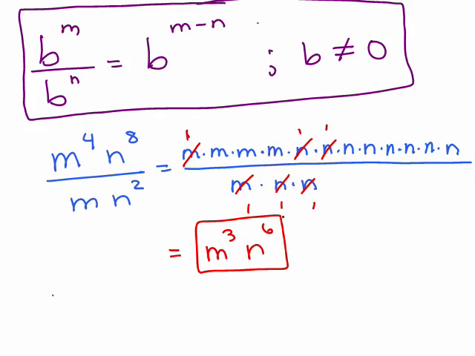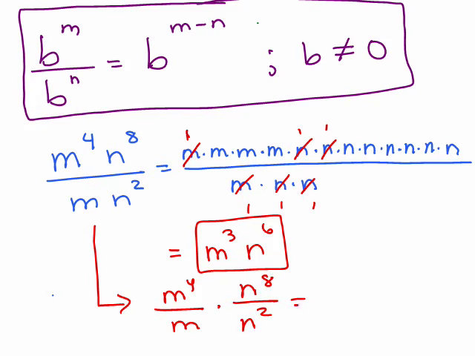But what's the shortcut way using the formula? Well, I could think of the m to the 4th over the m times the n to the 8th over the n squared. I'm not saying you need to write it out, but you could think about it that way. And the exponent on that m is really just a 1. Again, you have to be careful. There is a factor of m down there that would cancel with one of the factors of m if I did write it out. So using the formula, I would get m, 4 minus 1 is 3, and for the n's, 8 minus 2 is 6. And there you go.